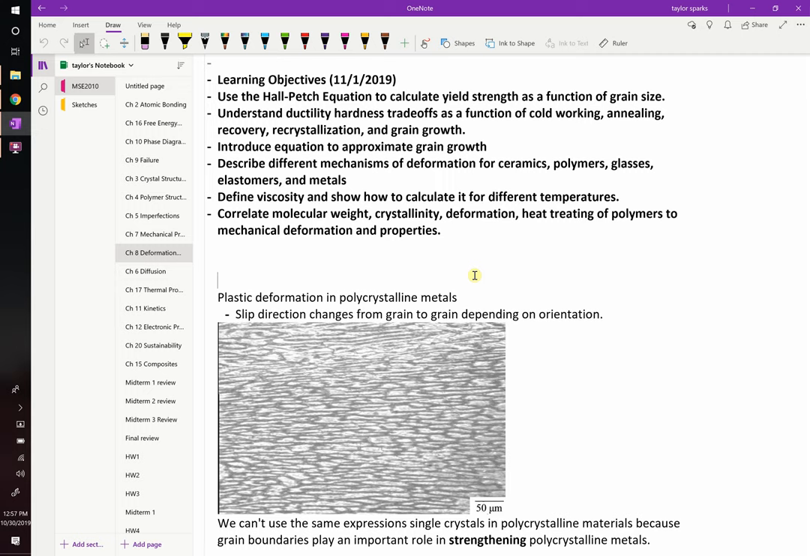We're going to understand the trade-off between ductility and hardness as you undergo lots of the blacksmithing processes that we talked about: cold working, annealing, recovery, recrystallization. We'll give you an equation for estimating grain growth.